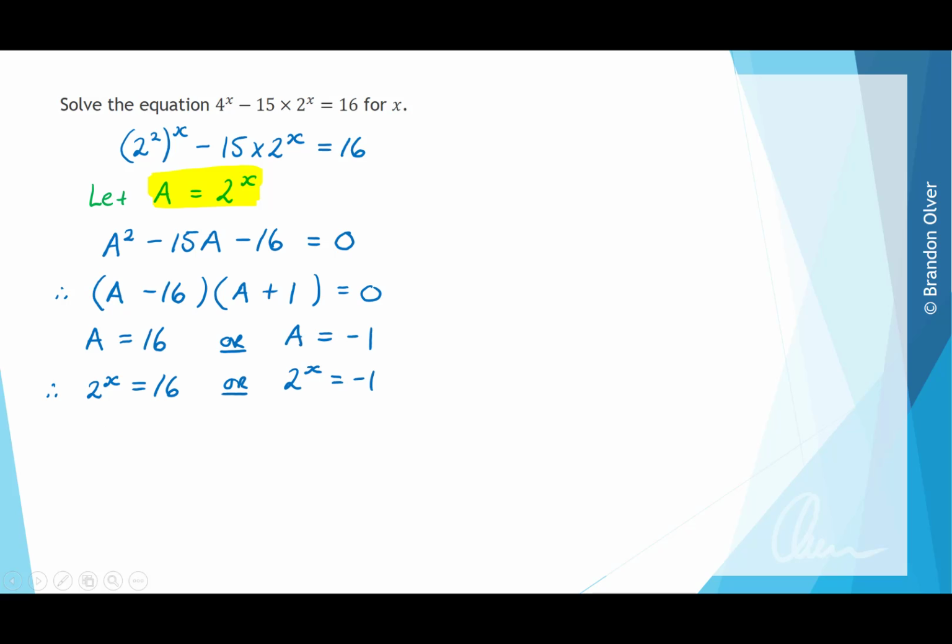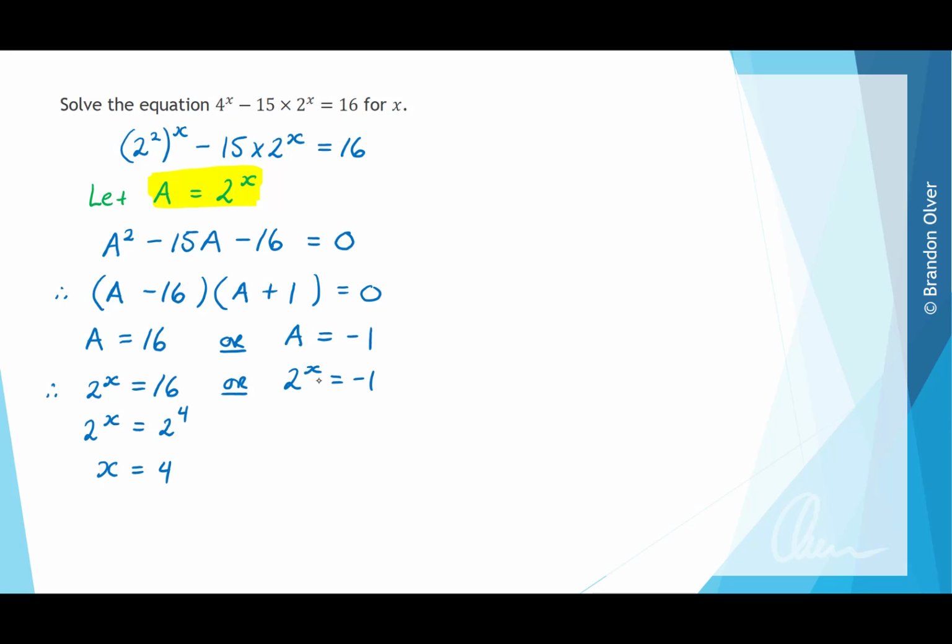So for the first equation, 2 to the power of x equals 16 can be written as 2 to the power of x is equal to 2 to the power of 4, because 2, 4, 8, 16, so 2 to the power of 4 equals 16. So because we now have the same base, we can simply equate the powers, which means that x is equal to 4. For our other option, we have 2 to the power of x is equal to negative 1.